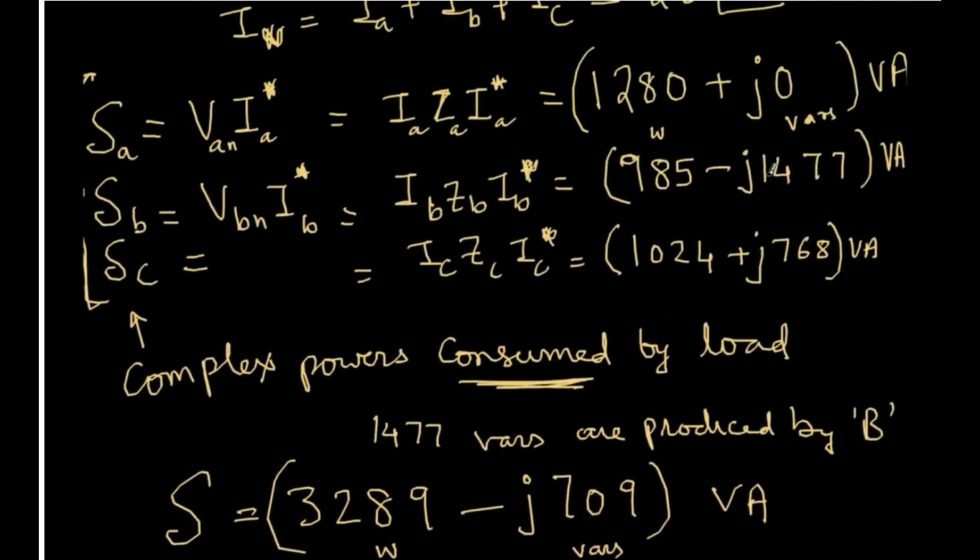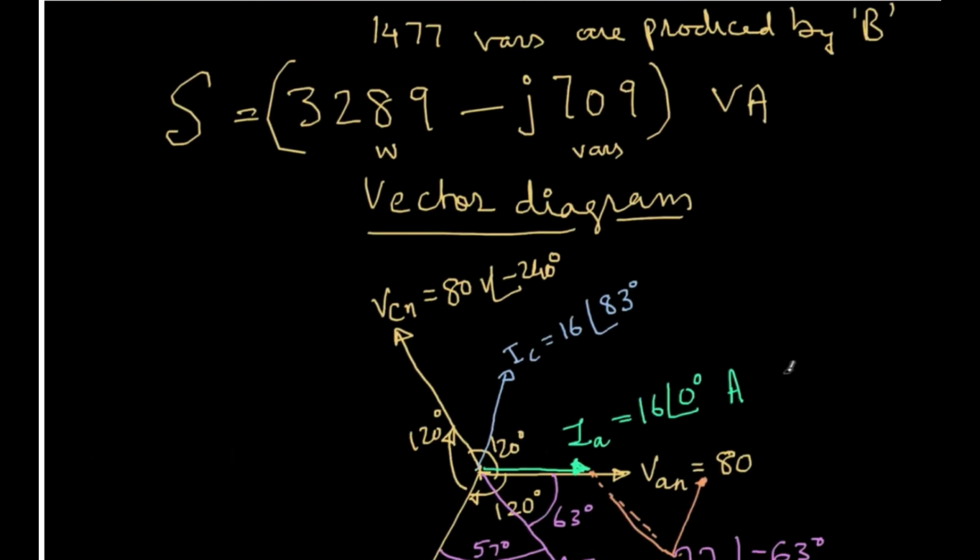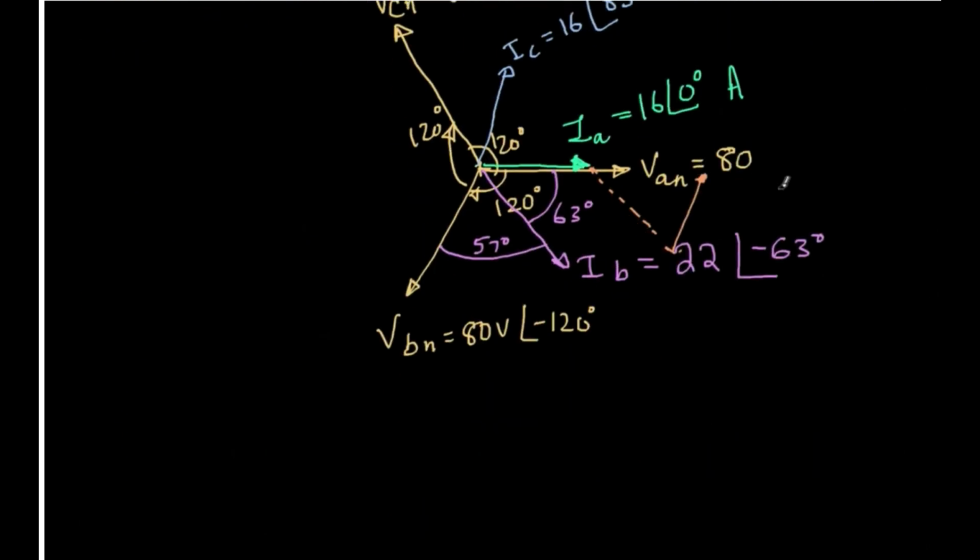Let's refer to that. What is IN actually? Here you see 28 is the magnitude and minus 8.2 degrees is the angle. So our rough estimate appears to be reasonable. Let me just remove all these lines. I'll use a red color for that. This is IN. So this is 28 at an angle of minus 8.2 degrees. I'll write it as minus 8 degrees. So this is the neutral current.